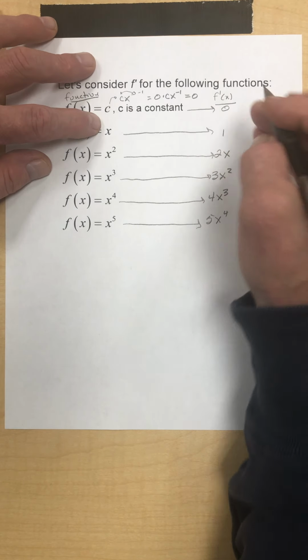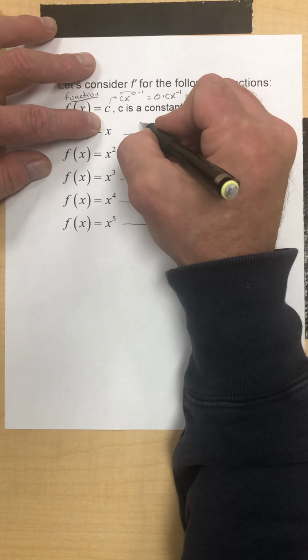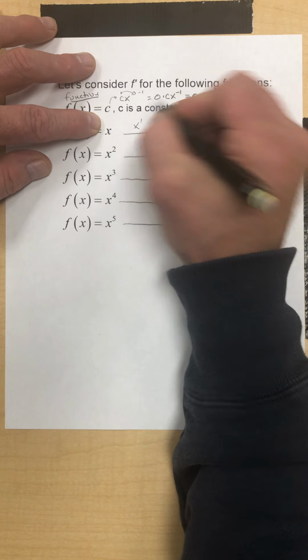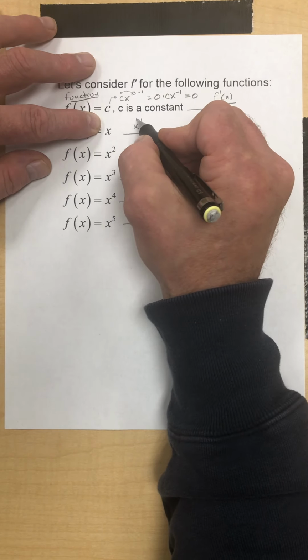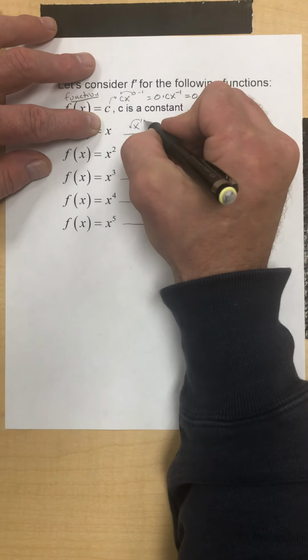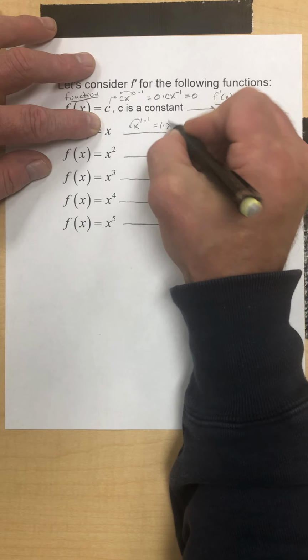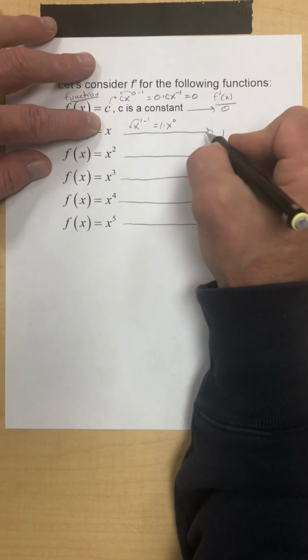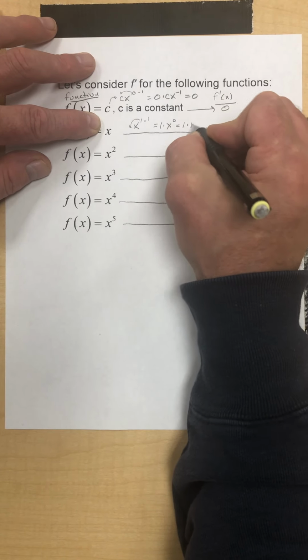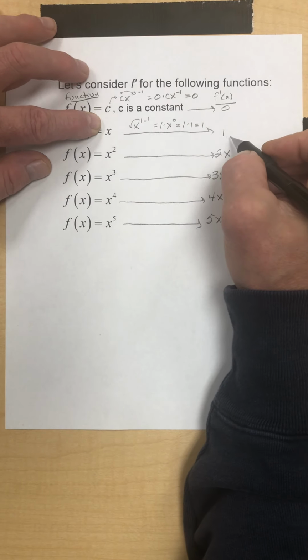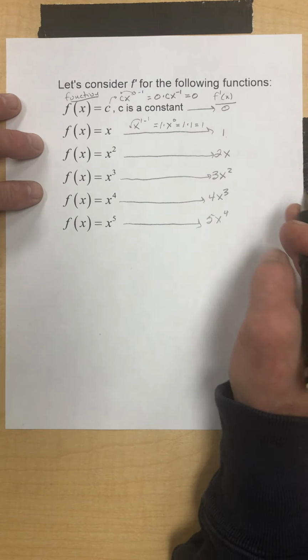Okay, and let's see this one. This is x to the 1st. What if I do the same thing? Take this exponent, put it out front, and then subtract 1. So I would get 1 times x to the 1 minus 1, which is x to the 0th. That would just be 1 times 1, which is 1 right here. I'm doing the same pattern, notice.